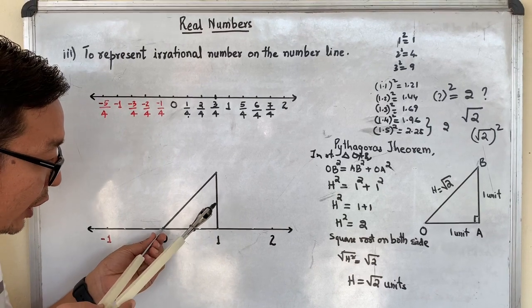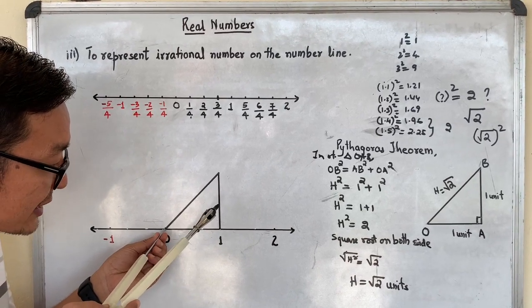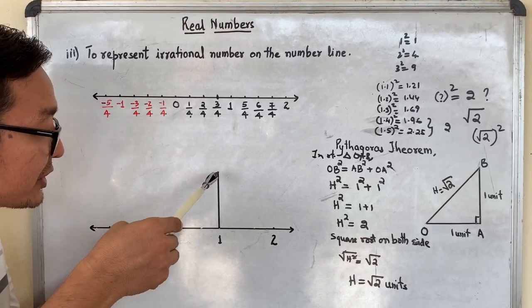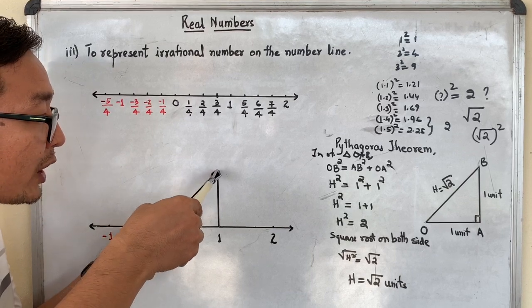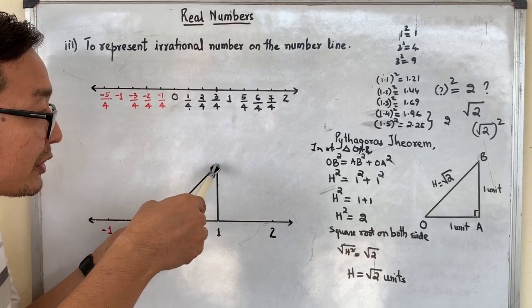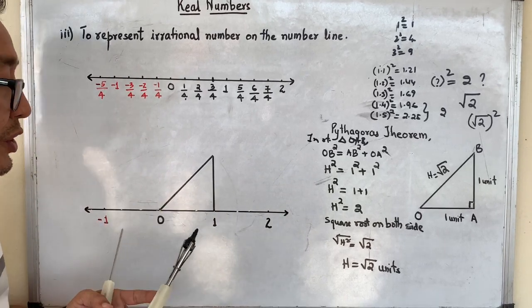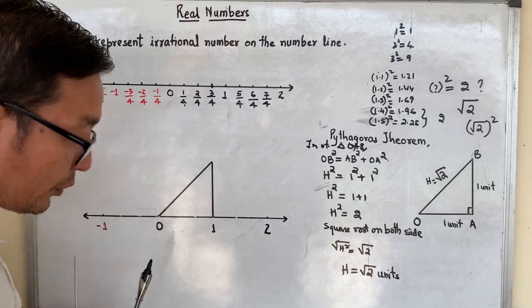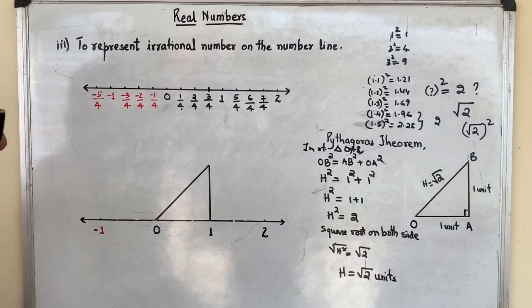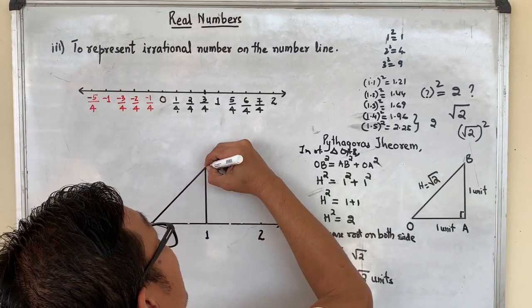Let us take a compass with O as the center, or zero as the center, and radius OB. The radius is OB, and we join it. What we get is a line over here.